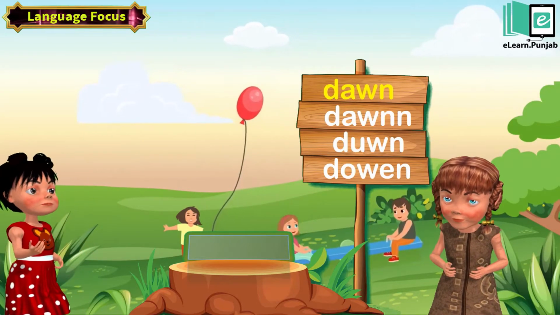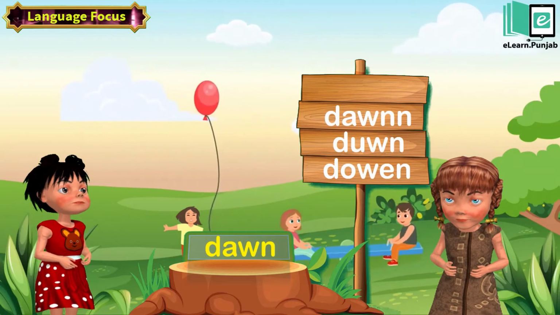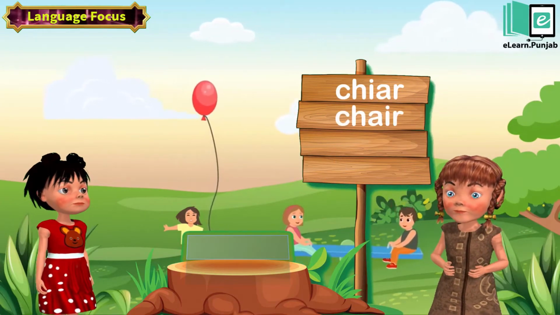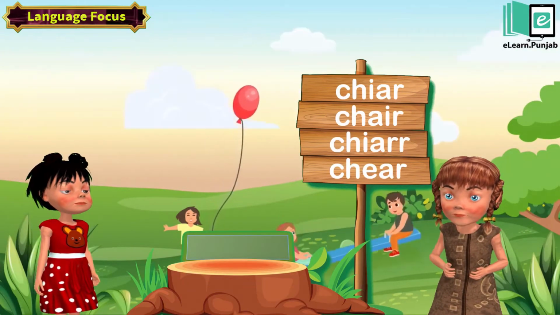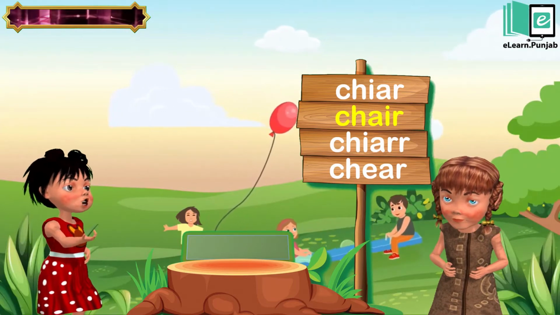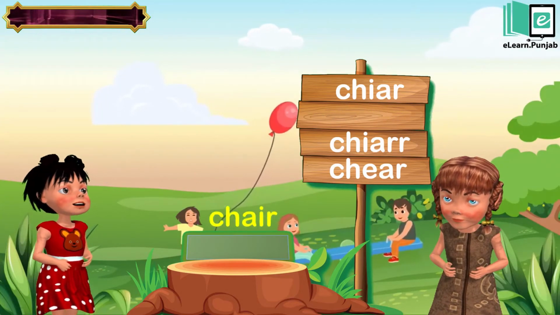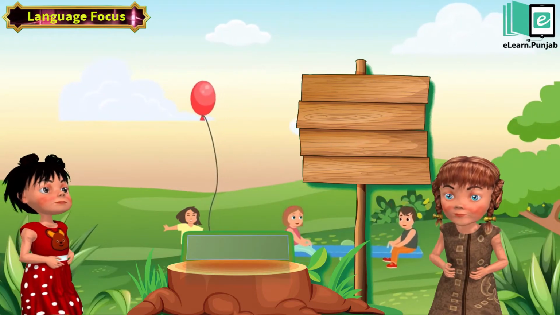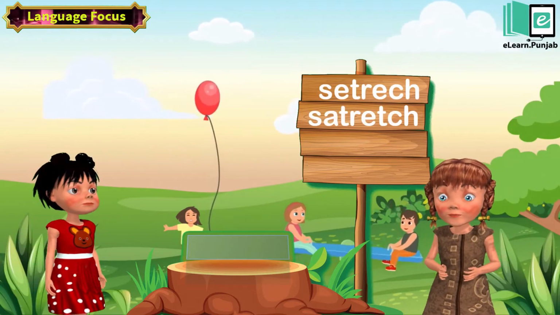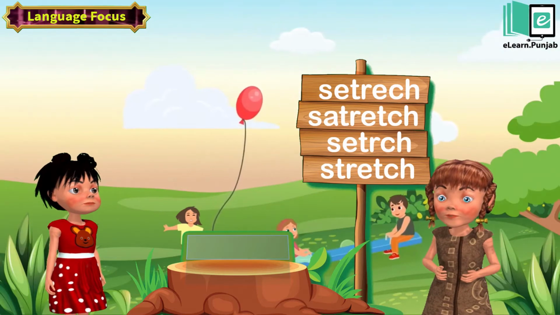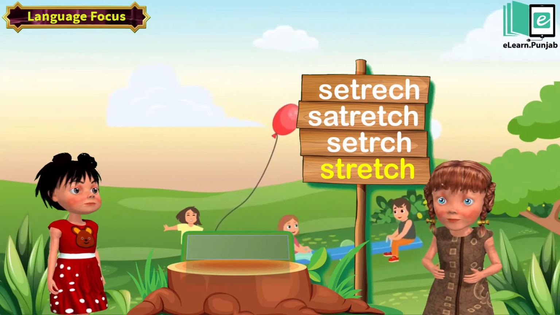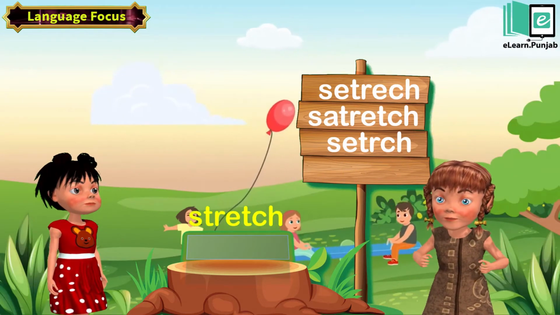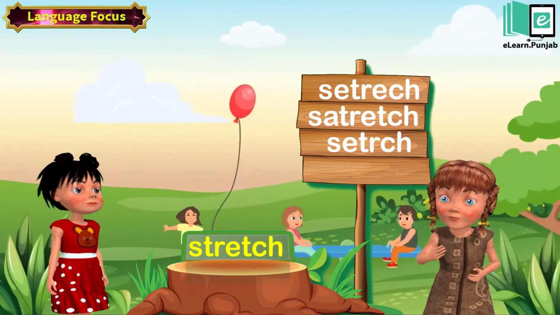D-A-W-N. Dawn. What are the spellings of chair? C-H-A-I-R. Chair. Now you tell the spelling of stretch. It's S-T-R-E-T-C-H. Stretch. Yay! We remember these words with spellings.